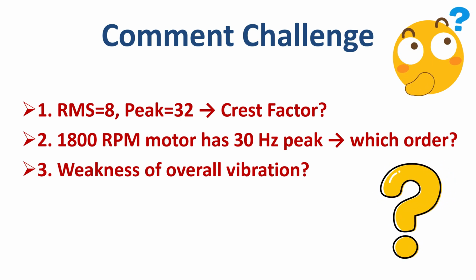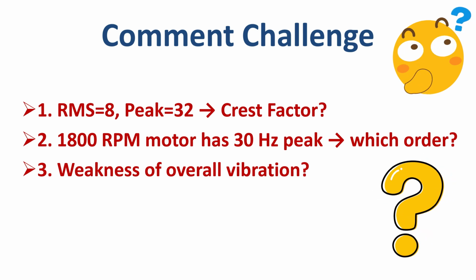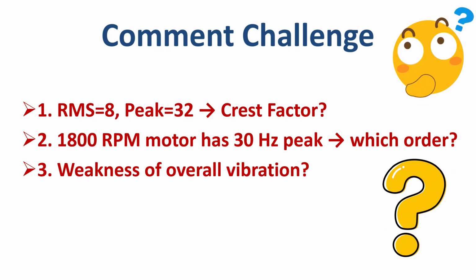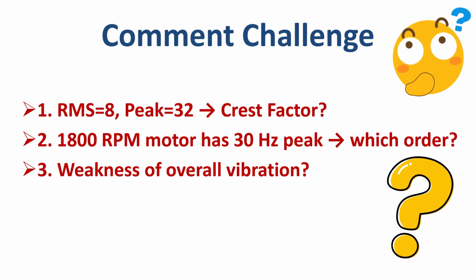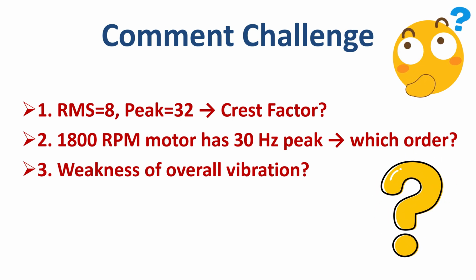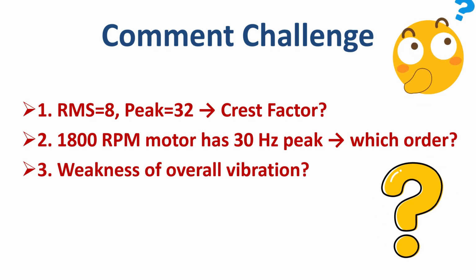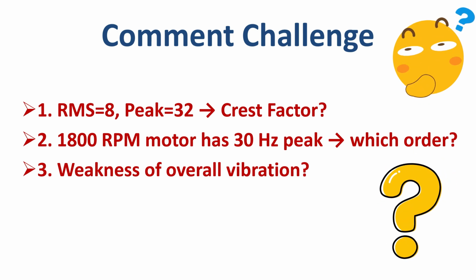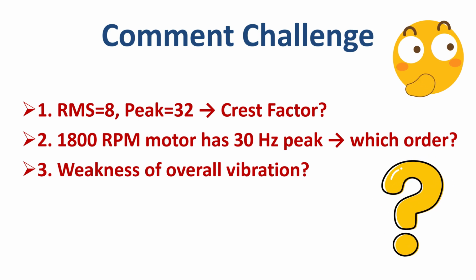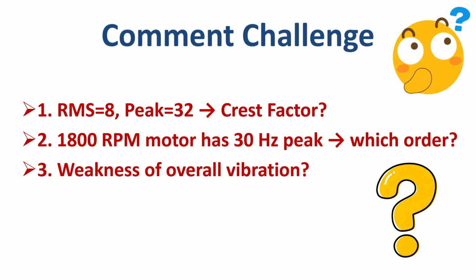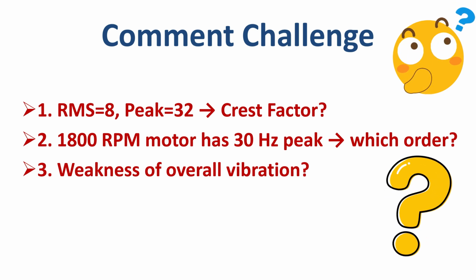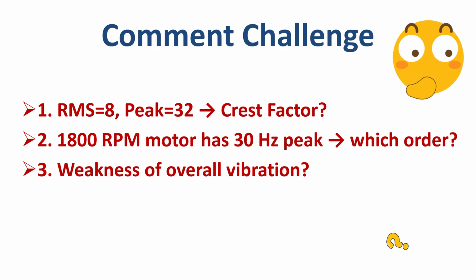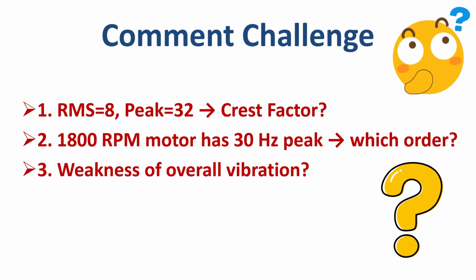The second question that I want to put here is, let's say the machine is running at 1800 rpm and it's showing a dominant peak at 30 hertz. What peak are we going to get here? Is it known as the 1x, 2x, 3x, or what is it, right? And the third question is, what is the biggest weakness of the overall vibration readings? Okay, so I would like all of you to type your answers by putting 1 dash your answer, 2 dash your answer, and 3 dash your answer.